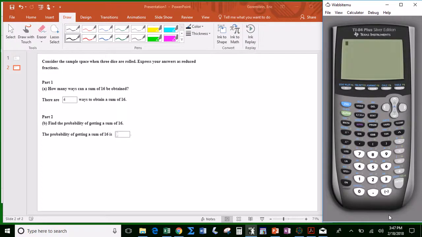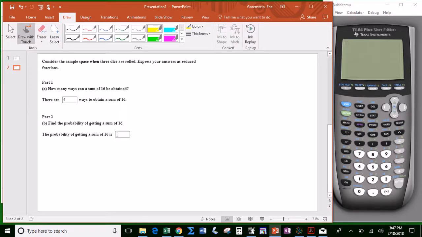Okay, so here we have a probability problem in which the experiment is rolling 3 dice. Using the classical definition of probability, the probability of an event happening is the number of simple outcomes contained in that event, or the number of ways it could happen, divided by the total number of possible simple outcomes from the experiment.